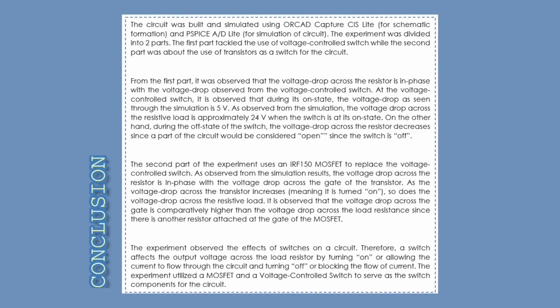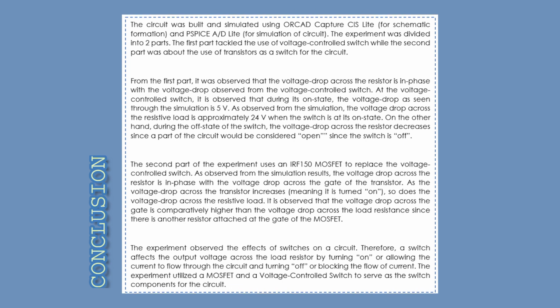From the first part, it was observed that the voltage drop across the resistor is in phase with the voltage drop observed from the voltage-controlled switch. At the voltage-controlled switch, it is observed that during its on state, the voltage drop as seen through the simulation is 5 volts. As observed from the simulation, the voltage drop across the resistive load is approximately 24 volts when the switch is at its on state. On the other hand, during the off state of the switch, the voltage drop across the resistor decreases since a part of the circuit would be considered open, since the switch is off.